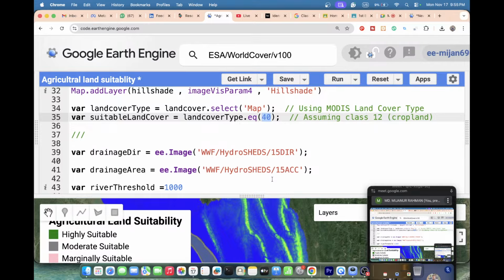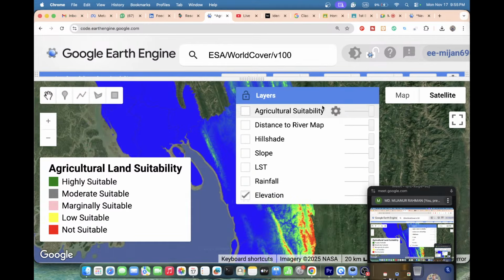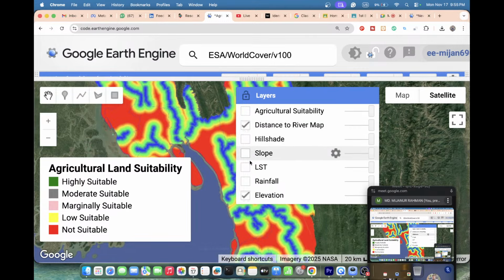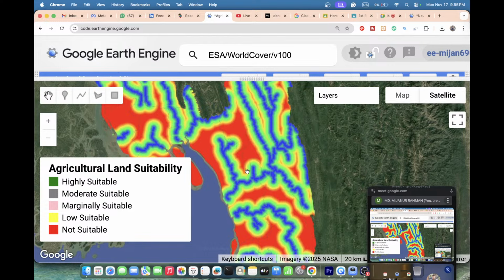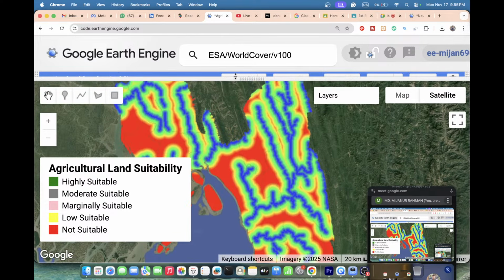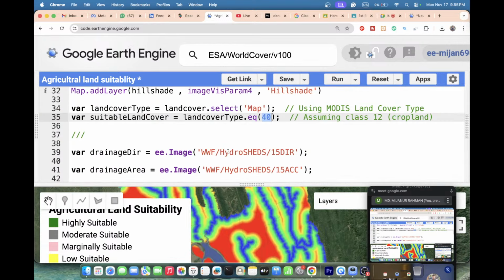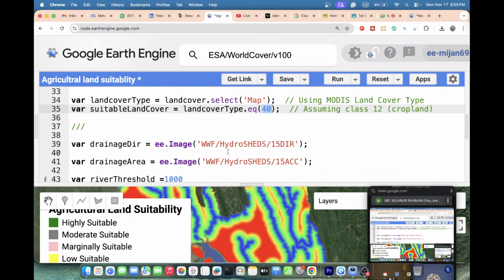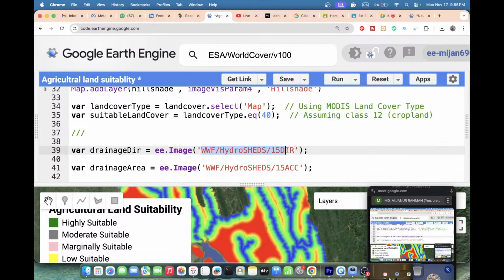Then we simply work with the distance to river. Okay, distance to river, we need to create mainly for the water resource. Far from the distance to river, we just create this type of map. So for that we simply use a data set called the HydroSHEDS data. So this is the HydroSHEDS data. If you check, we can easily get the river network from this data set. It's also available in Google Earth Engine.